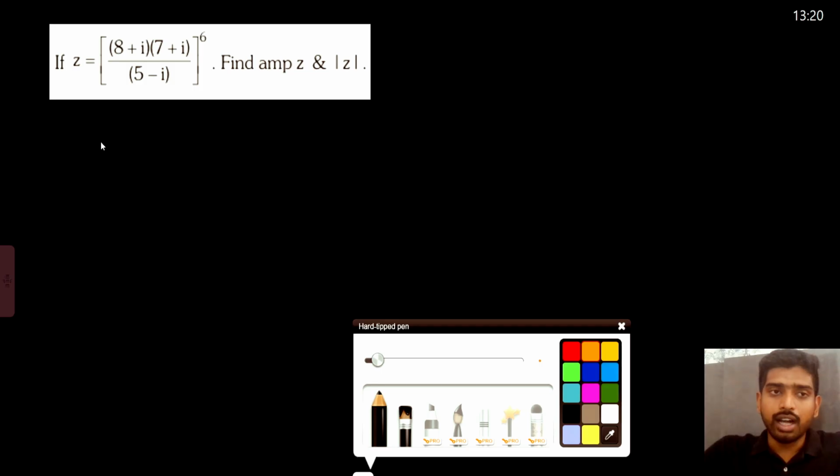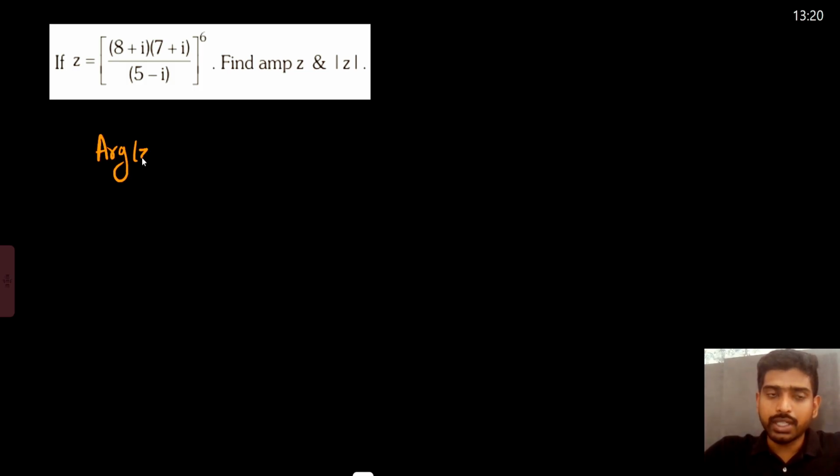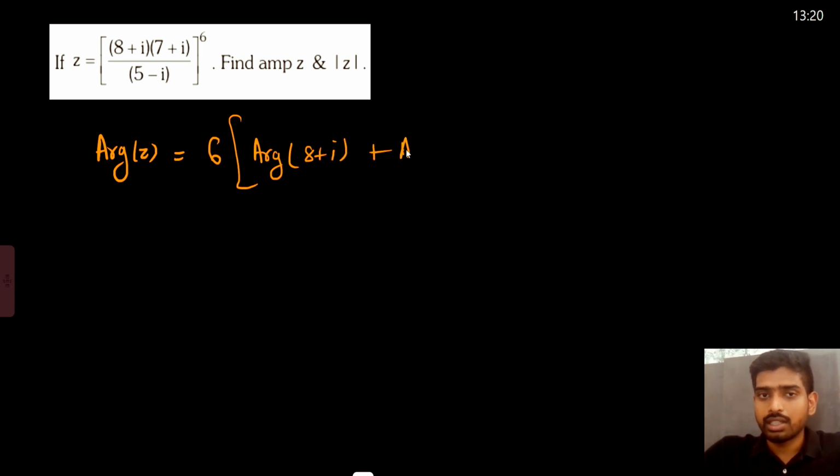So here we'll get the argument of this complex number z will be equal to, we can apply the properties of log. So in log what will happen? Power will go in multiplication. So here I'll get 6 times the argument of the complex number 8 + i, plus the argument of the complex number 7 + i, minus the argument of the complex number 5 − i.